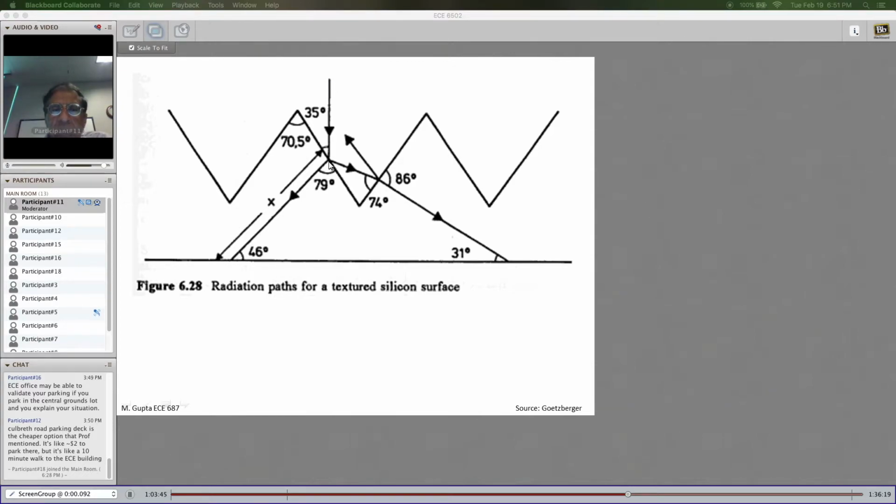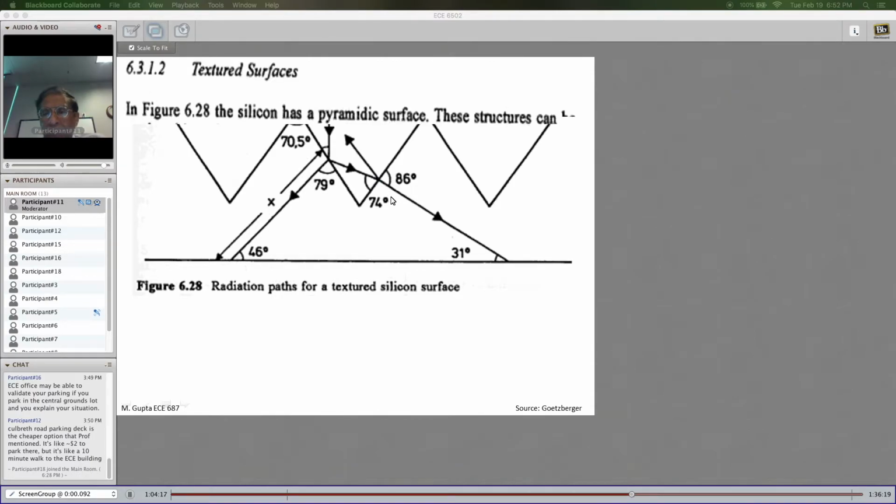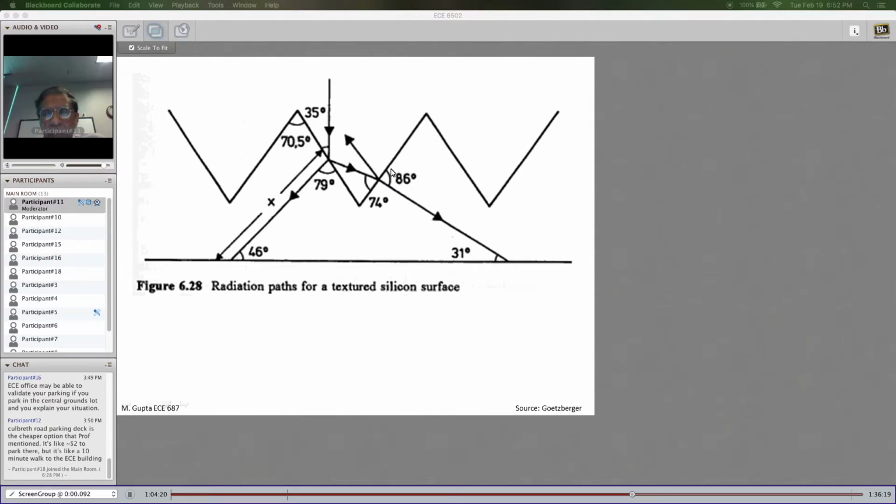So let's say light is coming at 35 degrees. The cone angle of the texture is 70.5 degrees, and I will explain where that number comes from. Now the light comes in, some of it will be reflected, similar to glass. But now you have another textured cone that will also allow light to be refracted again. And then you have a little bit of reflection.